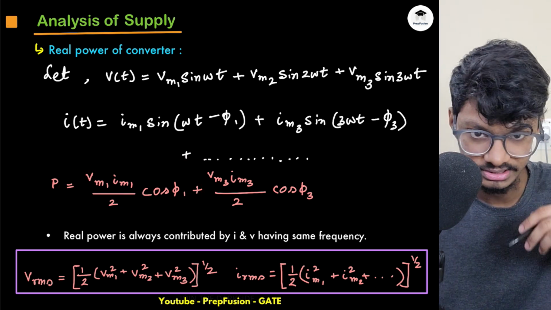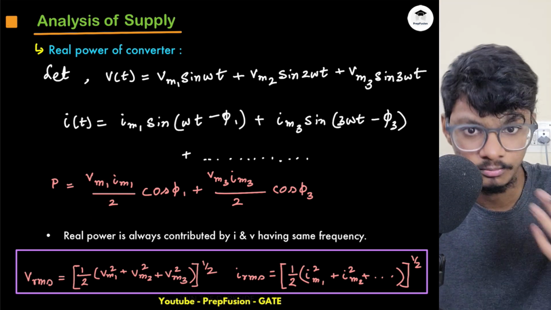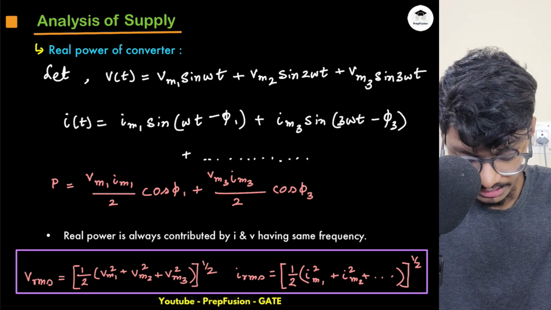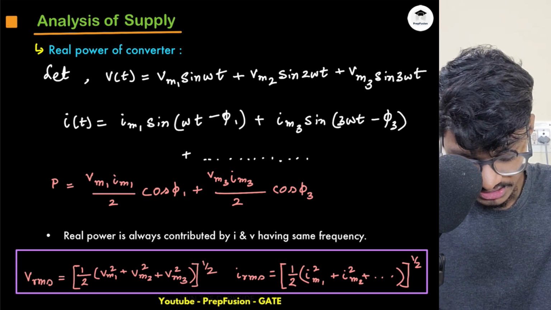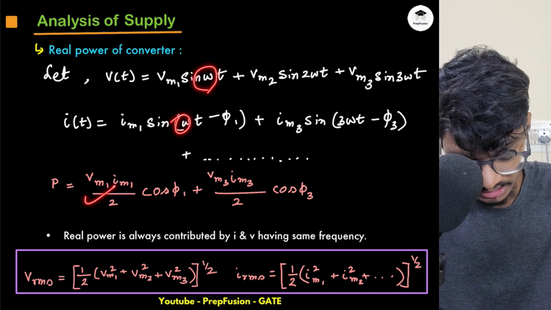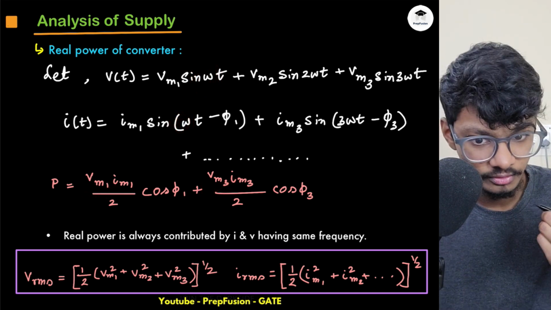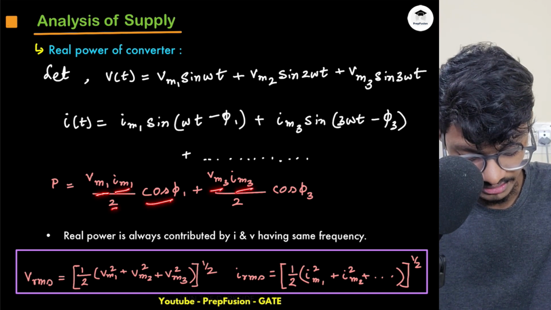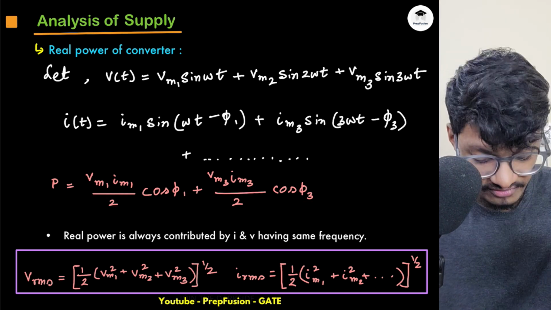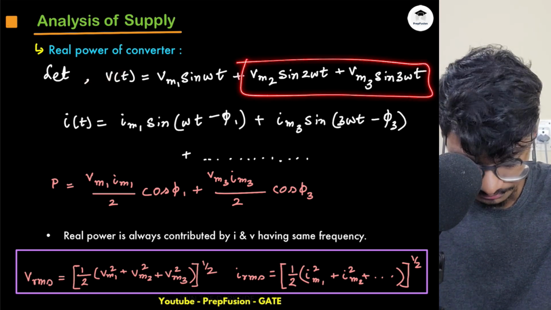Power is the integration of V of t into I of t over a whole cycle. If you integrate it, I have proved this in my complex power lectures as well, only the signals which have the same frequencies give power. Those which have different frequencies give no power. In this case, I am getting Vm1 Im1 by 2 cos phi 1, plus Vm3 Im3 by 2 cos phi 3. Let's say the voltage is pure sinusoid, so there is no other component.